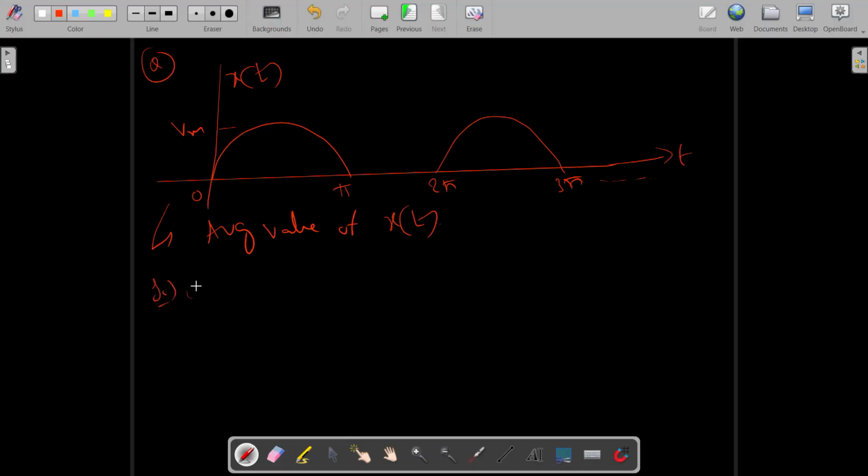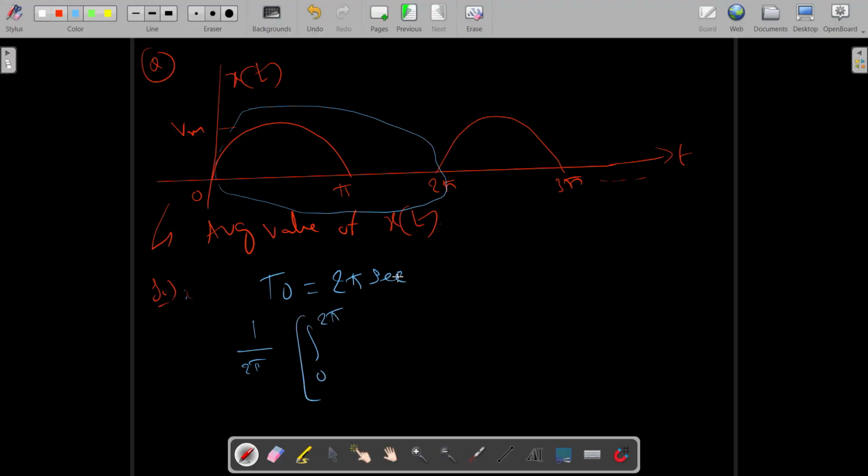Solution: let us proceed with the same procedure. The first step is to find what t naught is. The t naught is going to be 2 pi seconds, correct? This is the portion that repeats for every 2 pi. So then the average value is going to be 1 by 2 pi, 0 to 2 pi, x of t dt, correct? Let's go to the next slide.